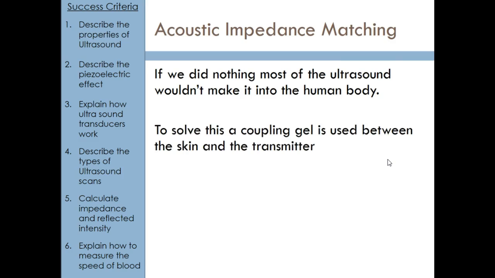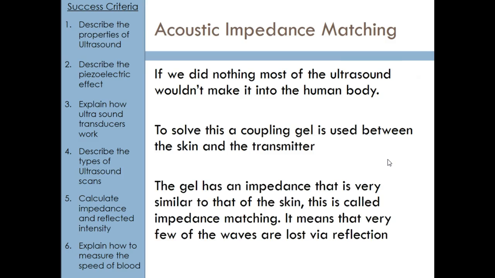So to solve this, what we do is we use a coupling gel. I'm sure you've seen in movies where before they do the ultrasound they squeeze on the gel and then put the transducer into it. So that is the coupling gel. And the coupling gel has an impedance that's very similar to that of the skin. So that matching is called acoustic impedance matching. If the numbers are very similar between the gel and the skin, when the wave passes from the gel to the skin, we don't get much reflected. So we actually manage to get more of the ultrasound into the patient's body so that we can in fact then see what's going on inside.